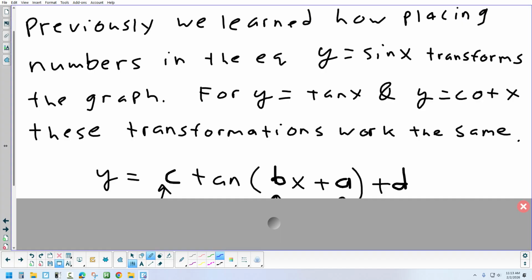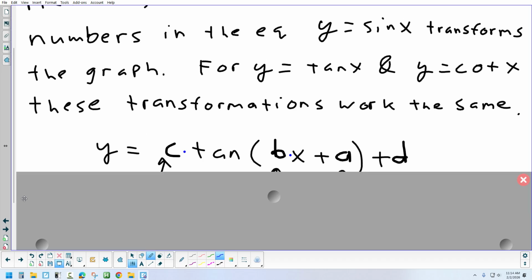What does B do? So what does B do to the graph? Yeah. Stretch. What kind? Horizontal. Yep, that's a horizontal stretch, because it's multiplication inside. How about C? What kind of transformation is that one? Yep. Vertical stretch. It's a vertical stretch.